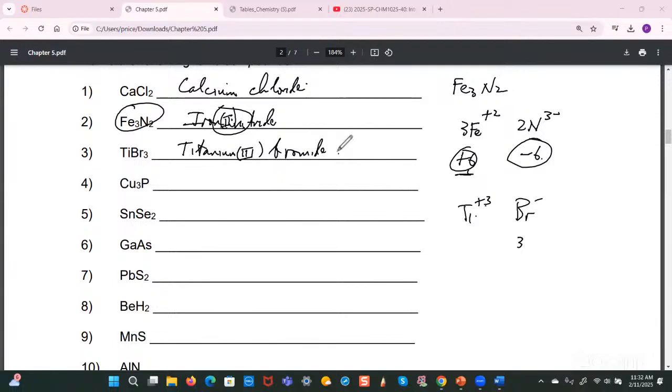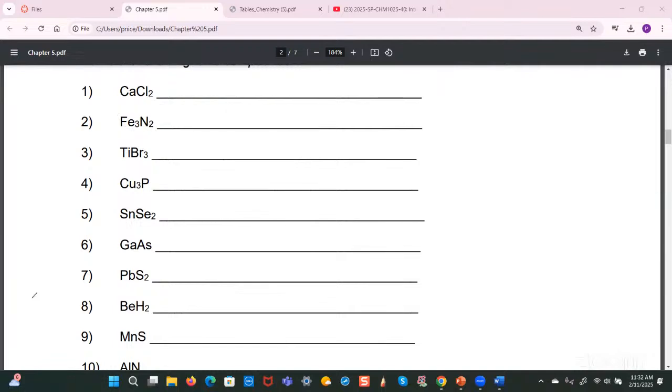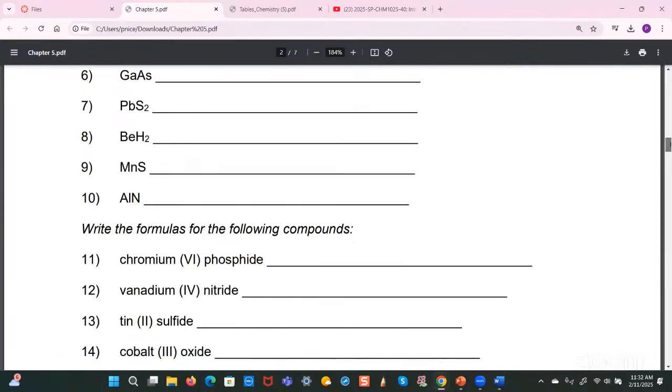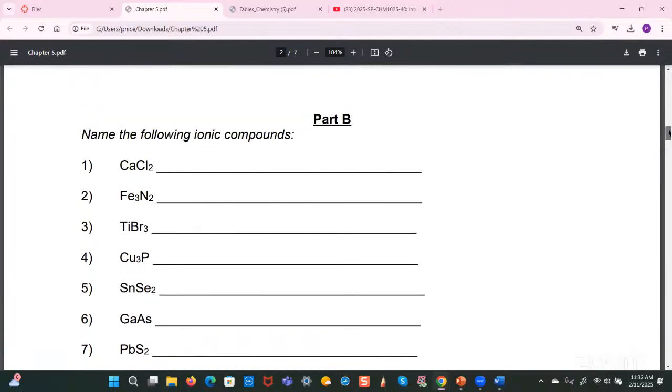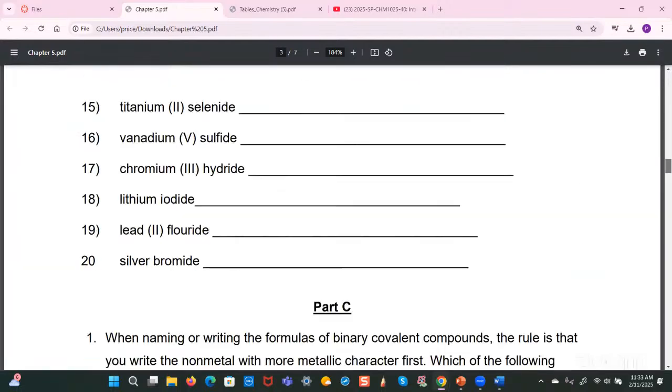All right, and that's basically what you need to do for the rest of this. Any questions? Okay, let me clear this here and see what's below. Oh, and then this is the reverse. They give you a name and you're asked to write the formula, which is actually easy, right? So right now I want you to work on part B, questions 1 through 20.